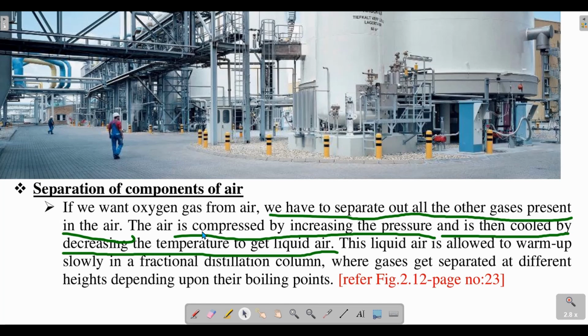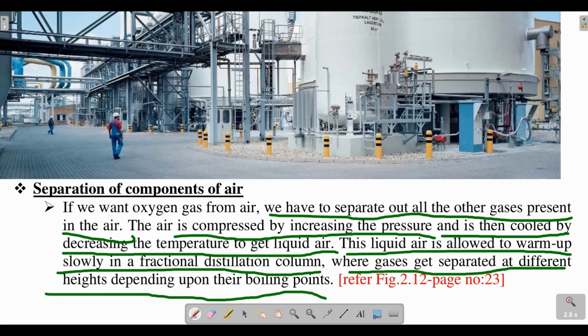We already discussed in the case of changes of state of matter that by increasing the pressure and decreasing the temperature, a gas can be converted to liquid. So here the air in the gaseous state is converted to liquid air by applying these two conditions. Then this liquid air is allowed to warm up slowly in a fractional distillation column, where the gases get separated at different heights depending upon their boiling points.